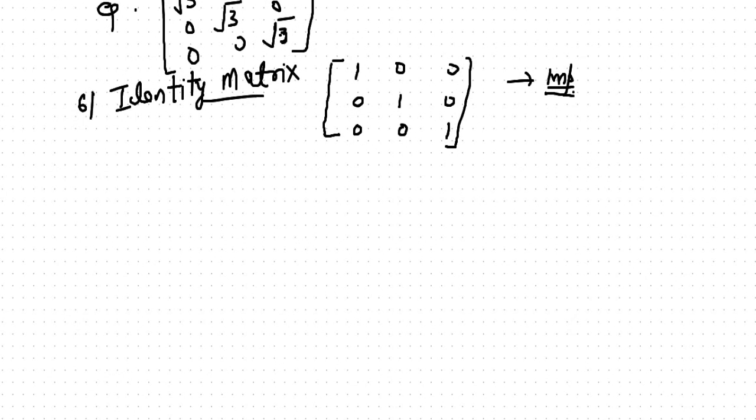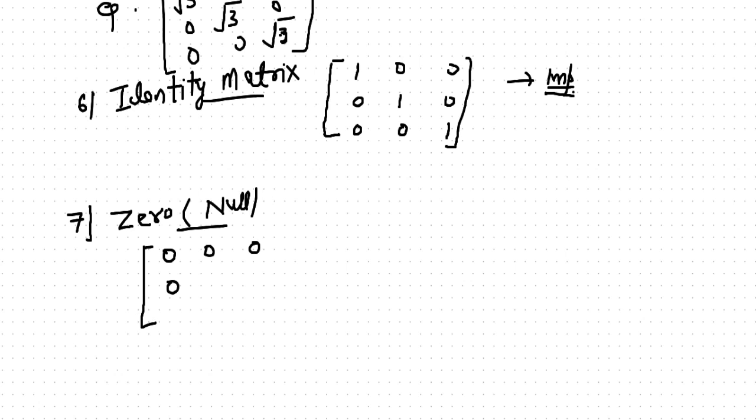Now, we will see our last case, that is the zero or null matrix. As the name indicates, here all the elements of the matrix are 0.